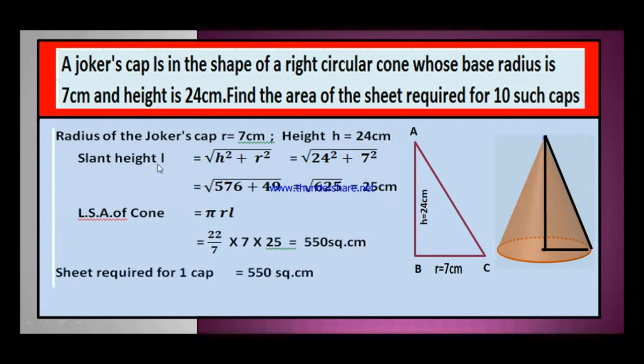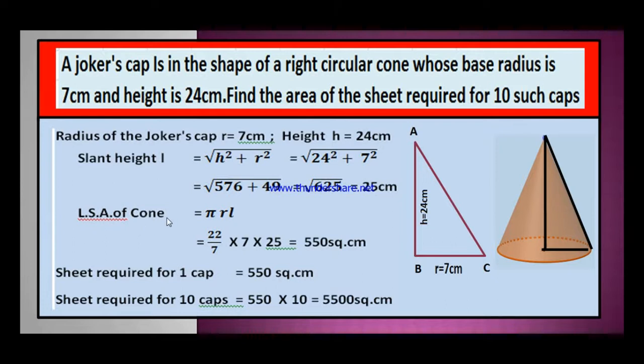Then let us find the slant height L first. Why? Because the lateral surface area of the cone is pi r L, so we need the value of L. L is equal to square root of h square plus r square, that is root over 24 square plus 7 square. 24 square is 576 and 7 square is 49. If we add, we get 625, and the square root of 625 is 25 centimeters. This is the slant height of this cone.